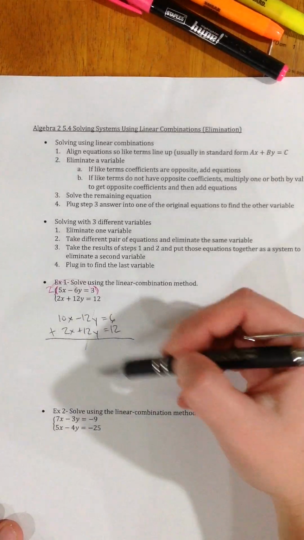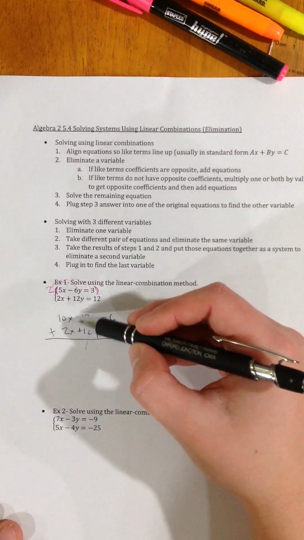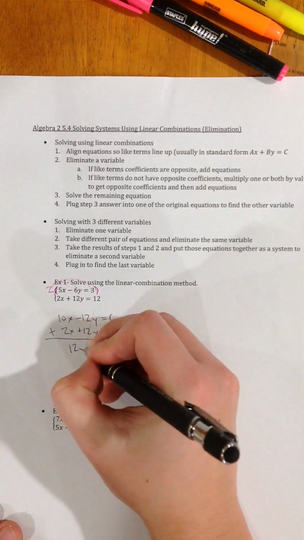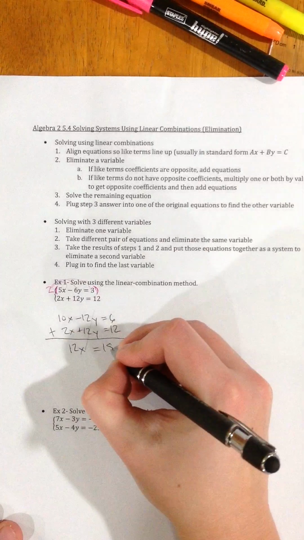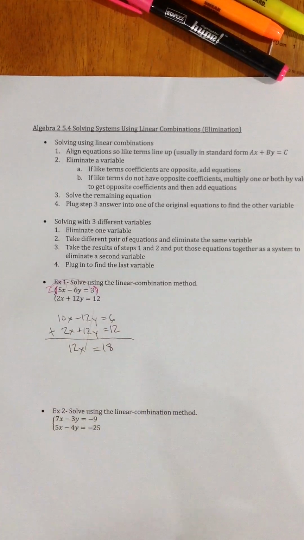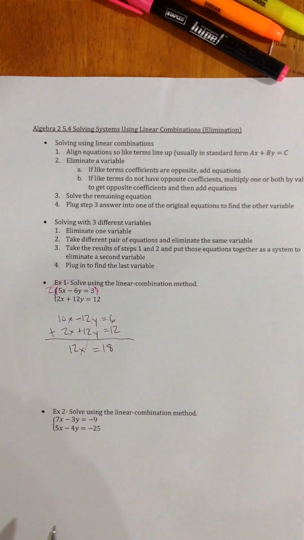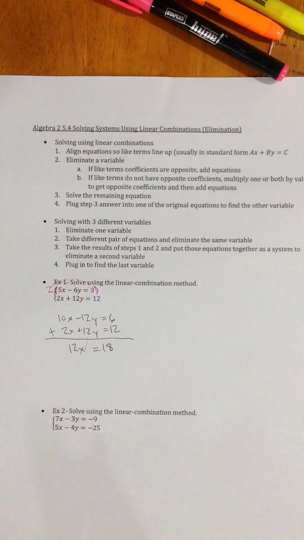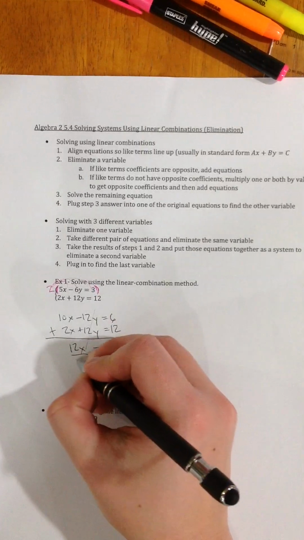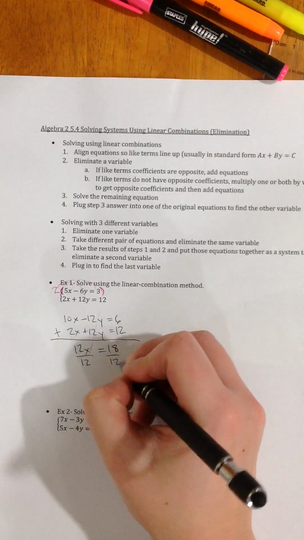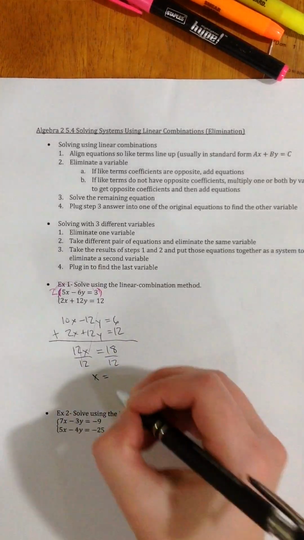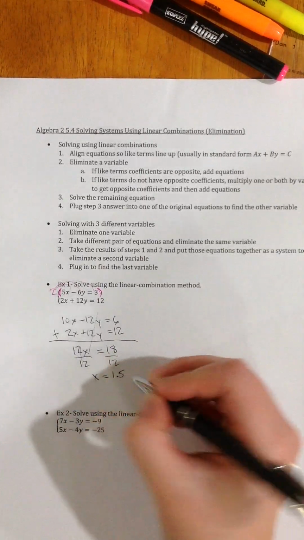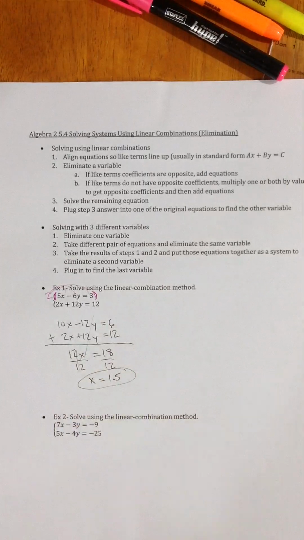And then you would just add up the rest of your stuff here. So 10x and 2x is 12x. 6 and 12 would be 18. And now because those y's went away, we're down to an equation with just an x, and we can solve it when we're down to just one variable like that. So to get rid of multiply by 12, we just divide by 12 on each side. 12s are gone. x would equal 18 divided by 12, which is 1.5. So that would be one of our answers.